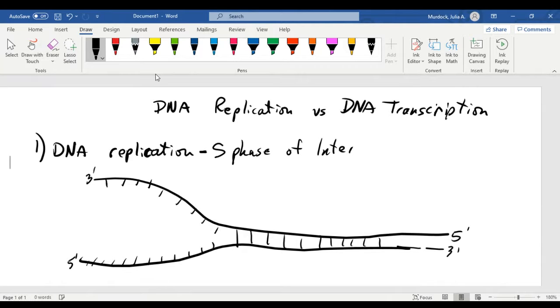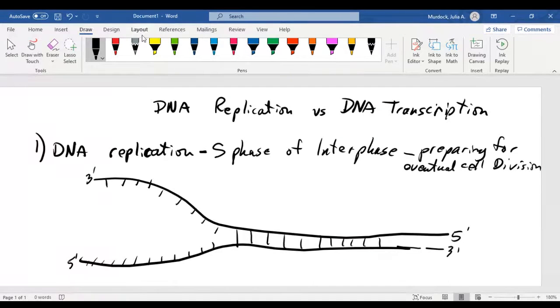And because you know that in the near future you're going to be dividing and you need an extra copy to send to each new cell, right? So during interphase, during the S phase, in preparing for eventual cell division, that's the purpose of that, to replicate. All right, so let me change colors here.